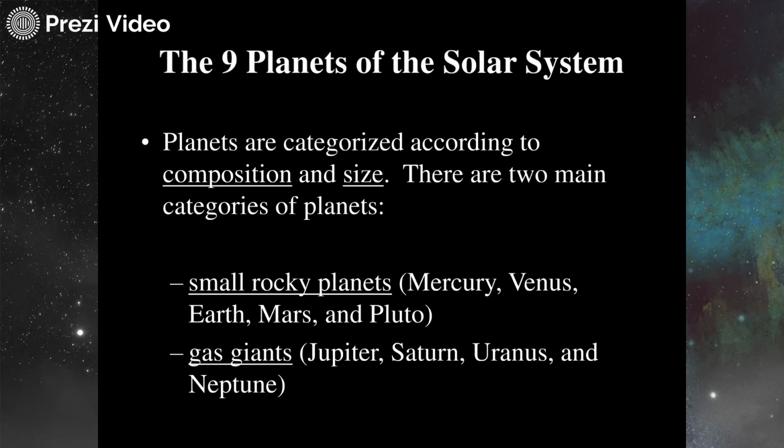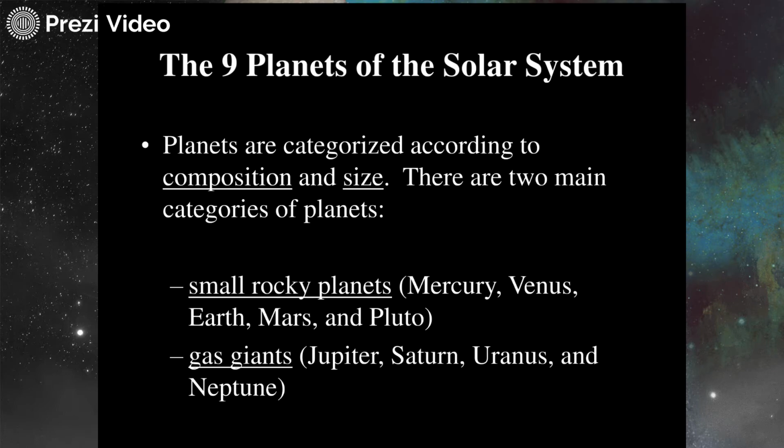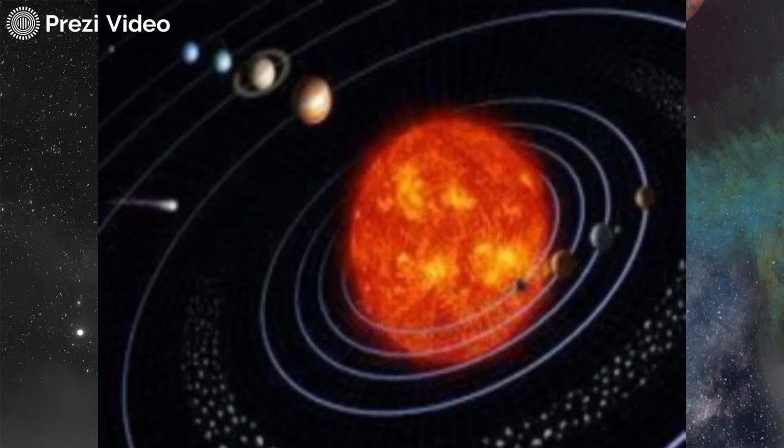They're made up of gas and they're much larger. That's Jupiter, Saturn, Uranus, and Neptune. So if I go back to my picture, I see the 4 inner ones closest to the sun. Those are all solid rocky planets, and you can see they're all smaller than their outer planet equivalents, which are all gas giants.